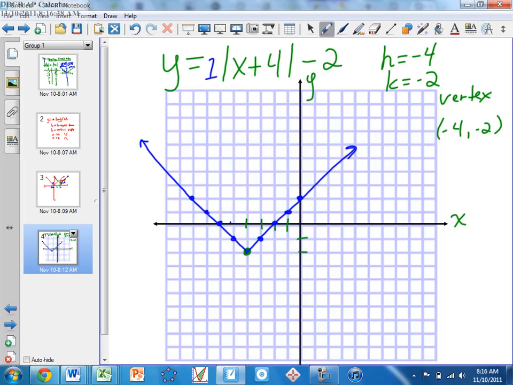Up 1, over 1. Now, what if it's like a 2? If it's a 2, I go up 2, over 1. Now, if we had a negative 1 instead, what would this graph look like? Go down. Good. If the A value had been negative, like we said, the graph would not look like this, but it would look like this, shaped downward.